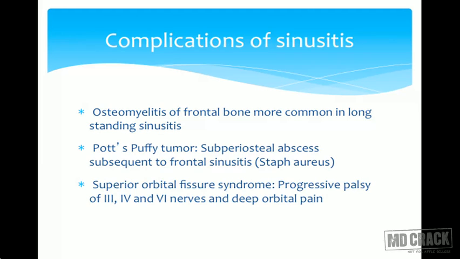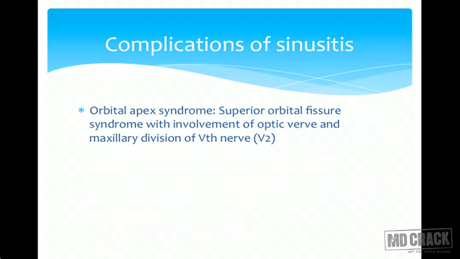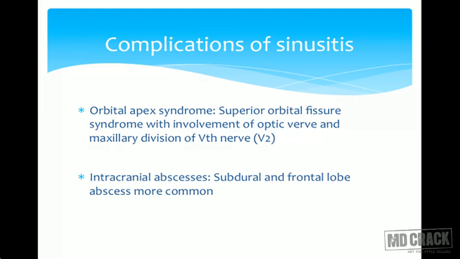Then another complication is the superior orbital fissure syndrome, which is the progressive paralysis of 3rd, 4th and 6th cranial nerves and deep orbital pain. It is more commonly seen in sphenoiditis. Another complication is the orbital apex syndrome. Now, it is the superior orbital fissure syndrome along with the involvement of 2 more nerves, that is the optic nerve and the maxillary division of the 5th cranial nerve, that is trigeminal nerve.